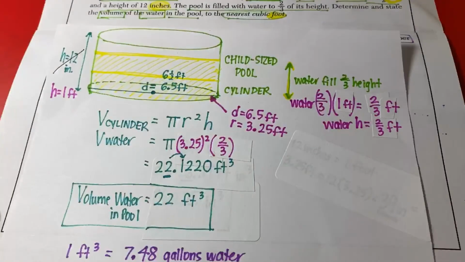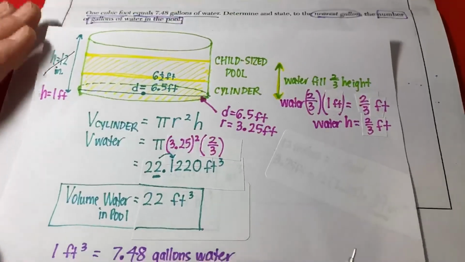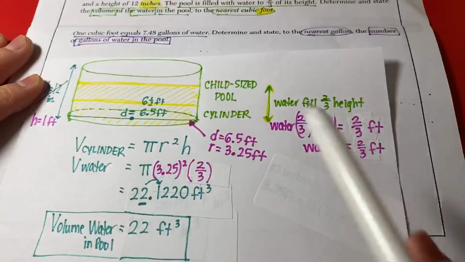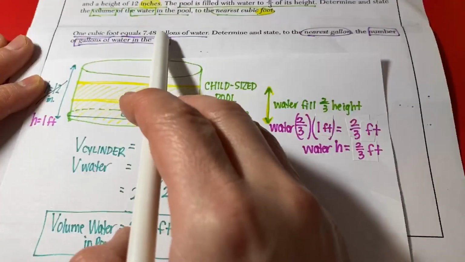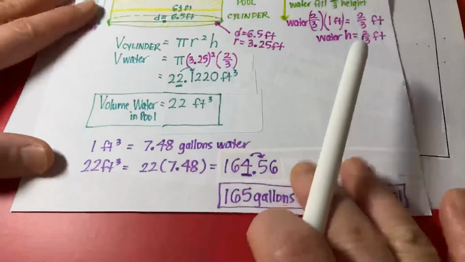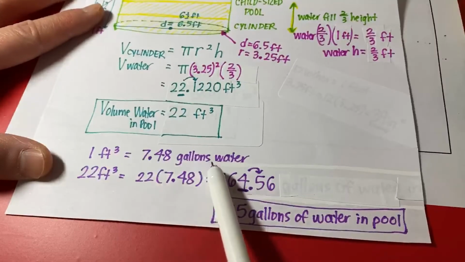Now, up until there, the question was tricky in itself. But there's a second part to the problem. So now let's look carefully. 1 cubic foot equals 7.48 gallons of water. So I write that down here. 1 cubic foot equals 7.48 gallons of water.